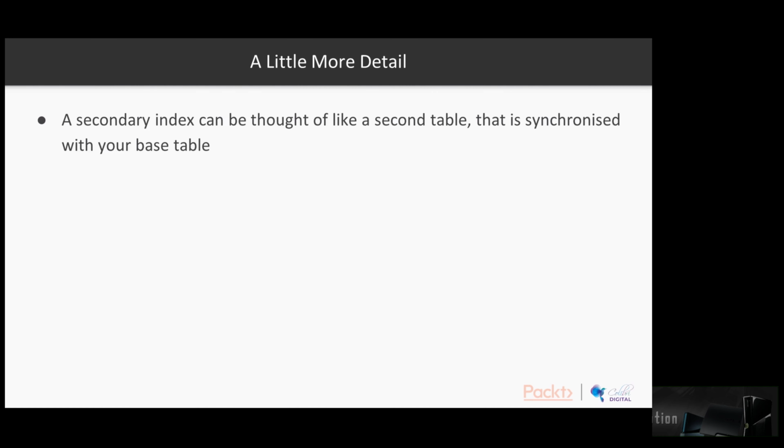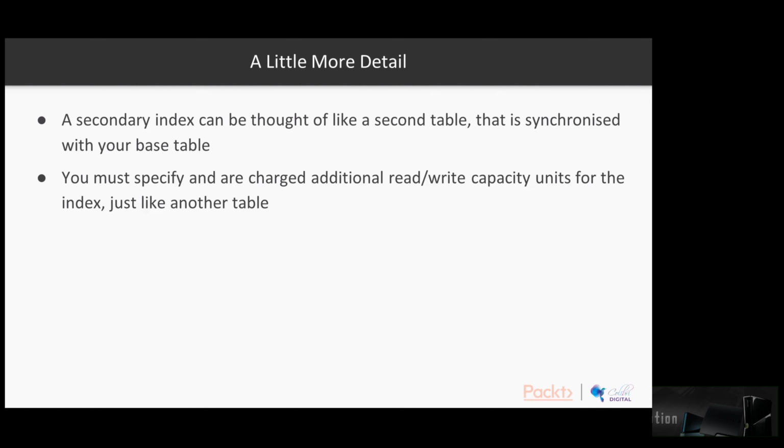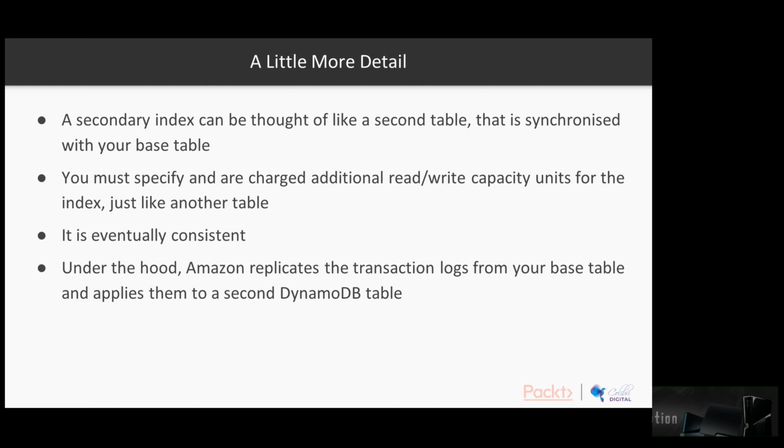In terms of a bit more detail, a secondary index can be thought of like a second table that's synchronized with your base table. So basically what you get is a synchronized view of your base table with a different set of keys that you can query. You must specify and are charged additional read-write capacity units for the index, just like another table. Of course, it's eventually consistent. And the reason that it's eventually consistent is because under the hood, Amazon replicates the transaction logs from your base table and then applies them in real time to a second DynamoDB table.